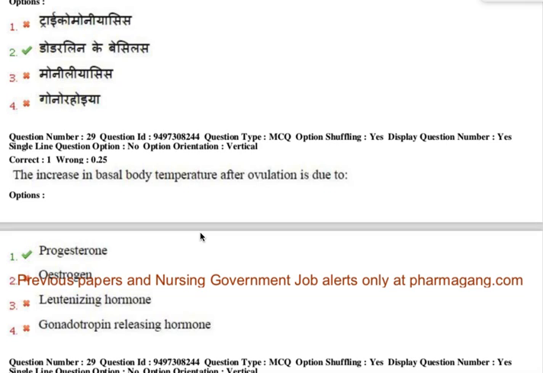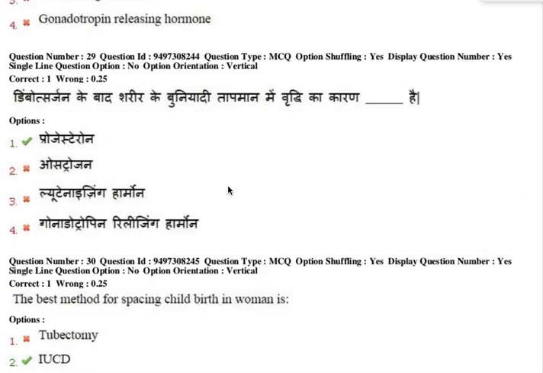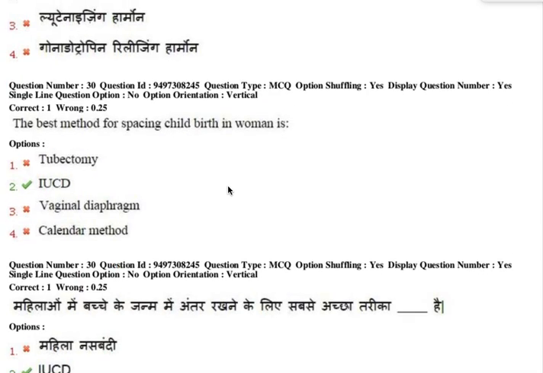Next question. Question number 29. Increase in basal body temperature after ovulation is due to. Answer is progesterone hormone. The increase in basal body temperature after ovulation is due to the progesterone hormone. Next question. The best method for spacing childbirth in women is. Right answer is IUCD, or intrauterine copper device, is the best method for spacing childbirth.